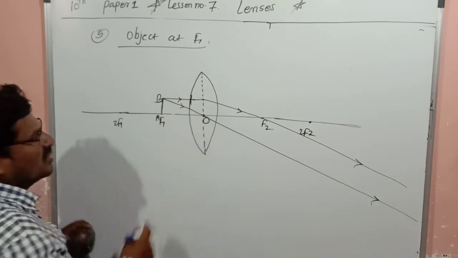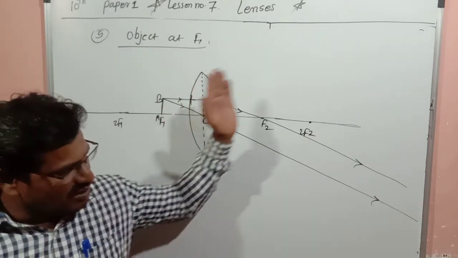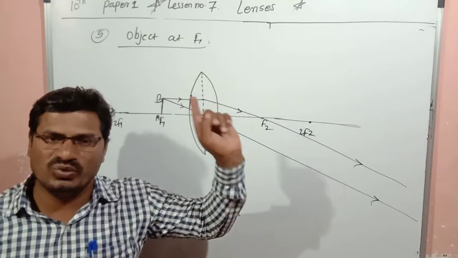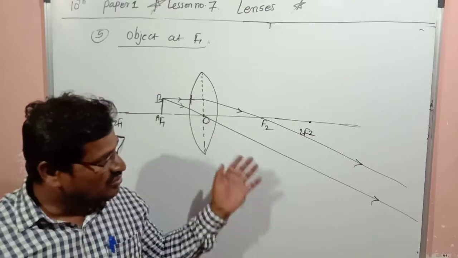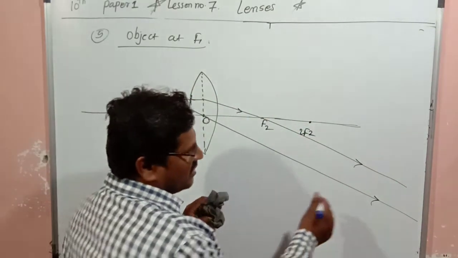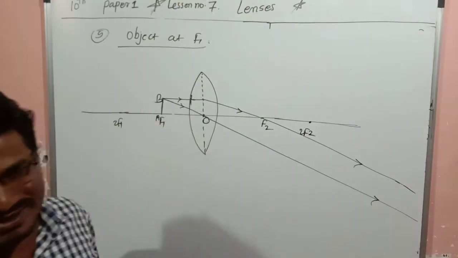So when the object is at F1, the image will be produced at infinity. The light rays will meet at a single point, but they will meet at infinity. So the position of the image will be at infinity. They will meet, but at infinity, at a maximum distance.